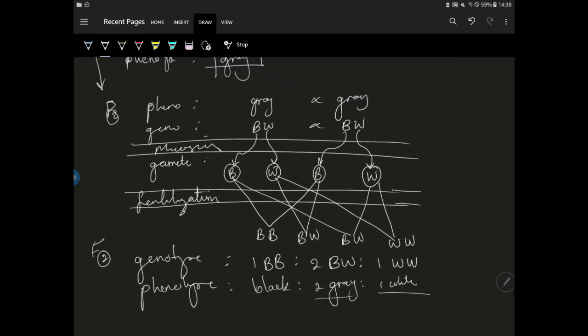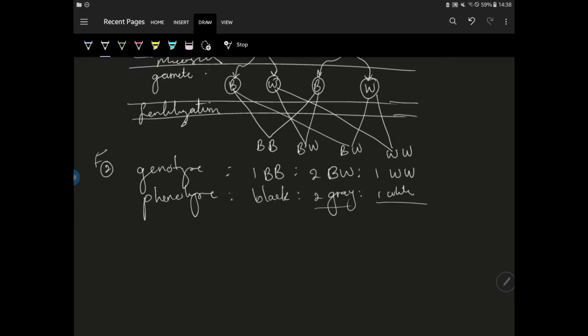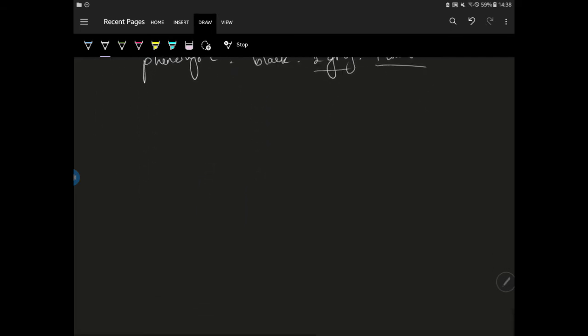Genotype comes from the Greek word genos, meaning to descend or race. It constitutes the genetic constituents of the organism, the chemical genetic constituents of the organism.